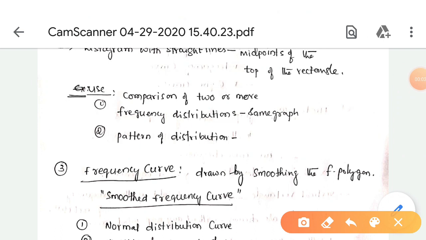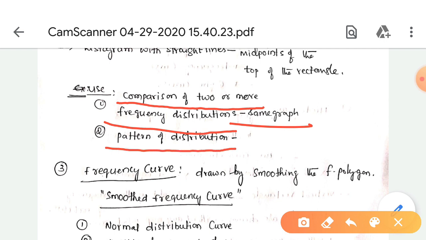Uses of the frequency polygon. Here it facilitates a comparison of two or more frequency distributions on the same graph. Another one, it gives an idea of the pattern of distributions of variables in a population. And also it gives a clear picture of the entire data. Okay, so that's about the frequency polygon.